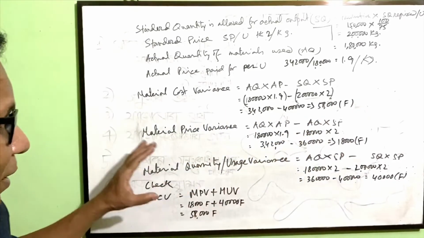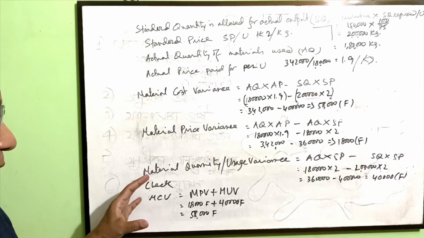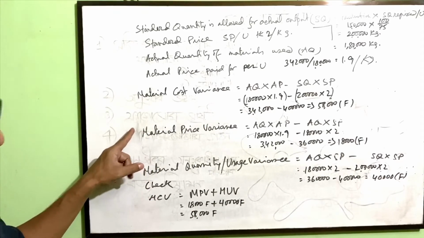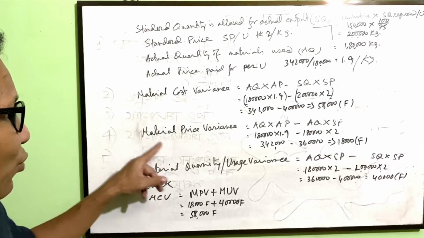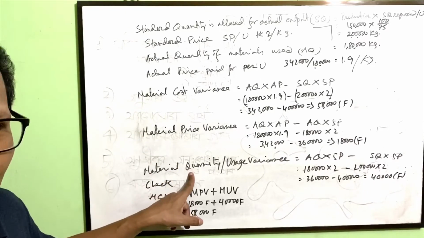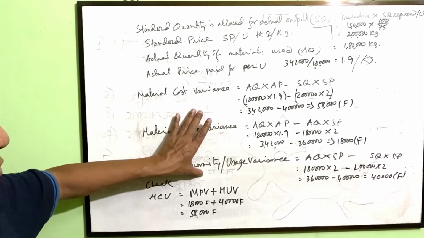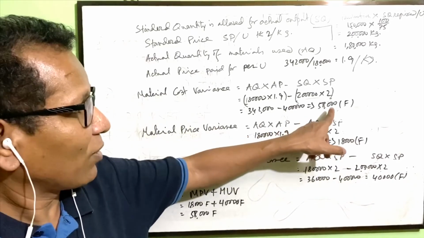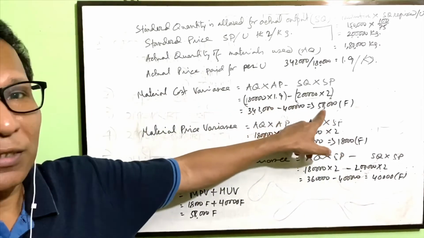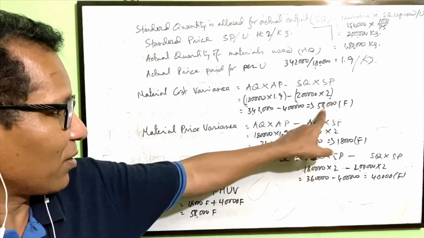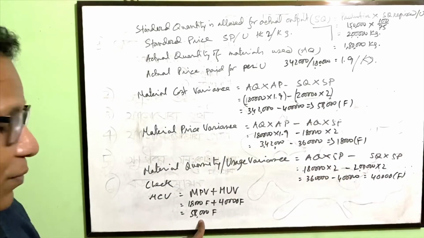So we see, if you are right in doing the price variance and quantity variance, then the two variances must equal the material cost variance. Here it is 58,000 and here is also 58,000.